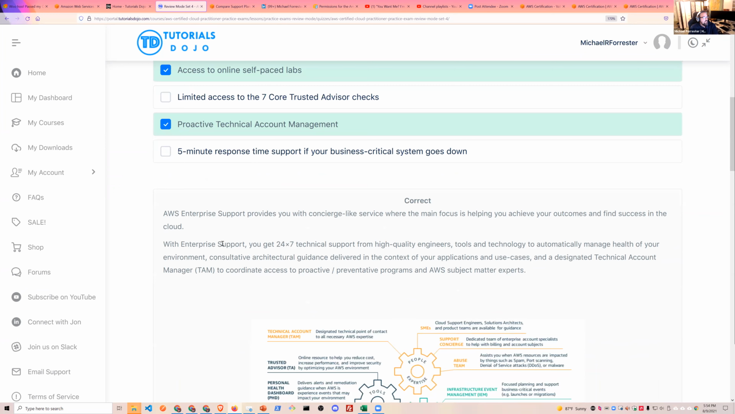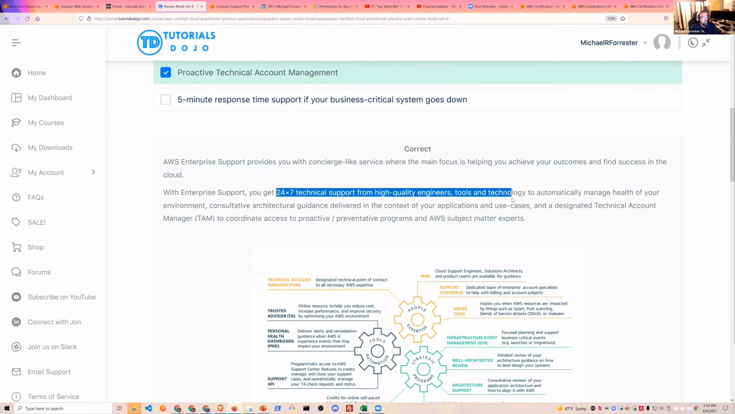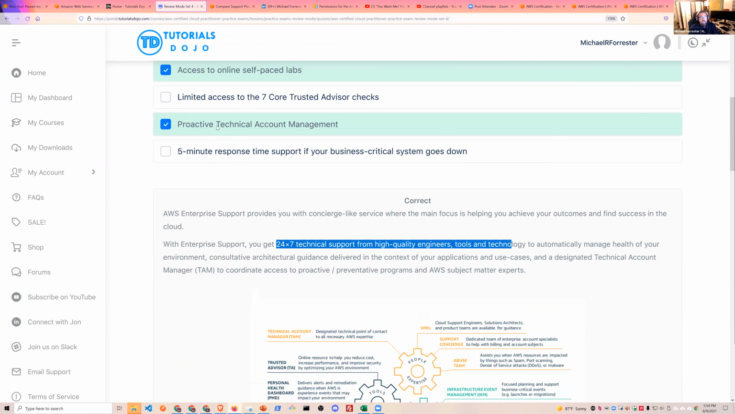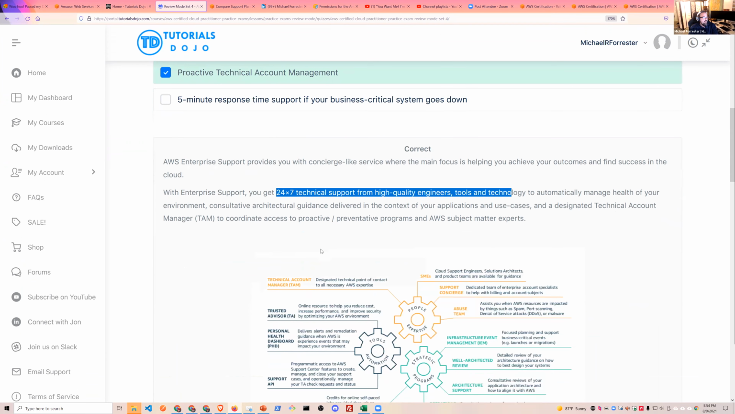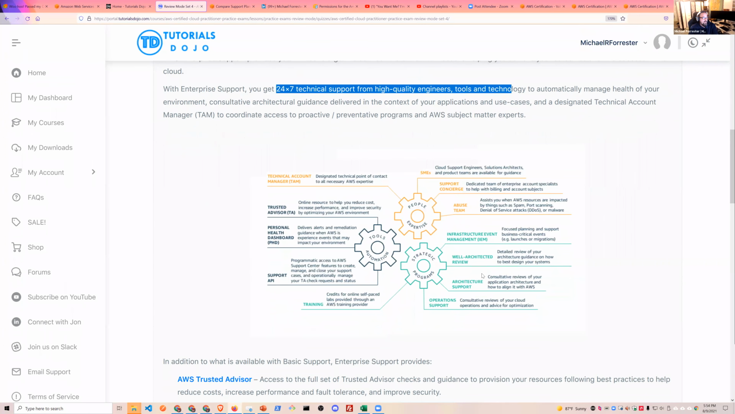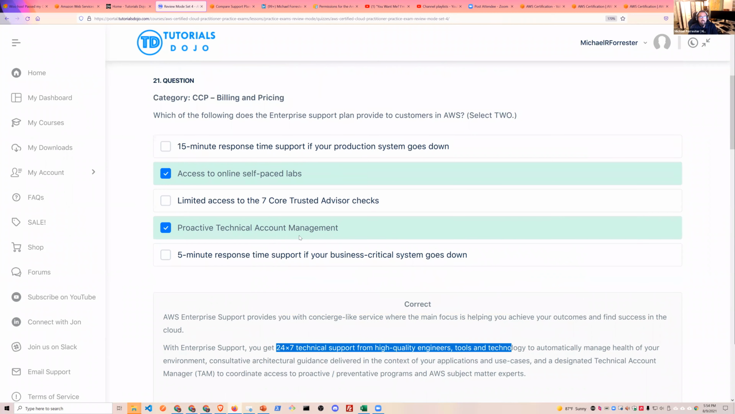Okay, so with enterprise support, you get 24/7 technical support, but here you definitely get a TAM, which is part of it. Credits for online self-paced labs provided through an AWS training partner. So if you sign up for enterprise, you do get it, right? Note that the enterprise level is the only one that has a TAM, and it is the only one that has self-paced labs. 15-minute response time to production. That's actually part of the business as well.